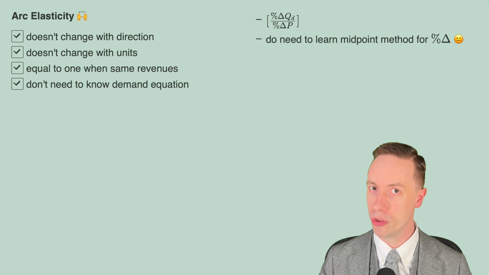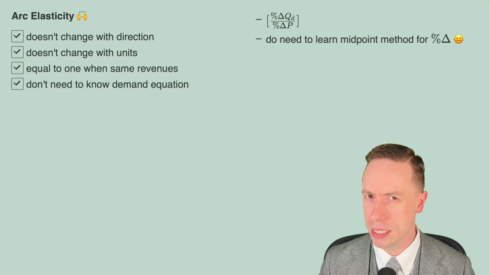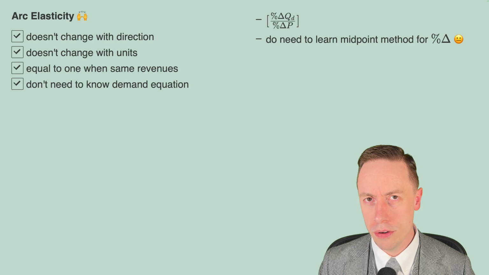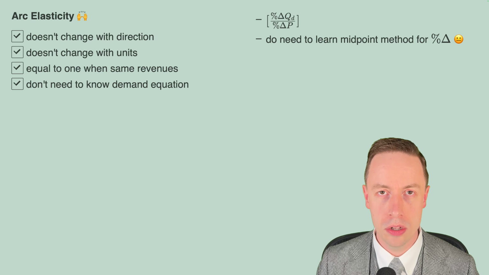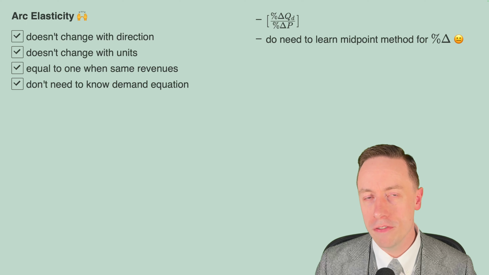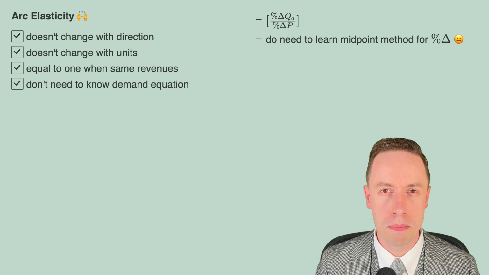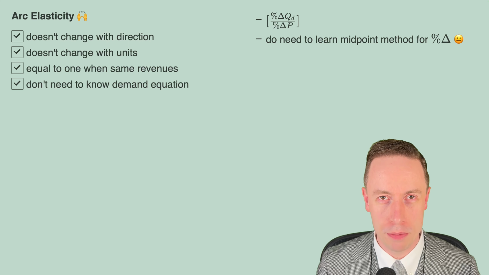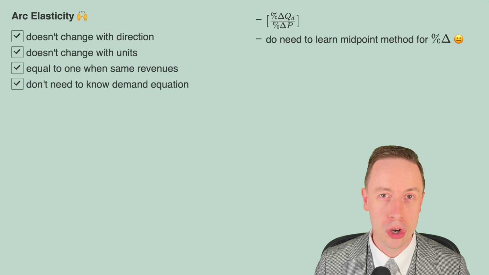So everything is great with arc elasticity, except one tiny hitch. In order for it to hit all 4 check marks, when we calculate the percentage changes, we have to calculate them using a very specific method called the midpoint method. And you just might not have seen this midpoint method before. So let's go ahead and talk about percentage changes.